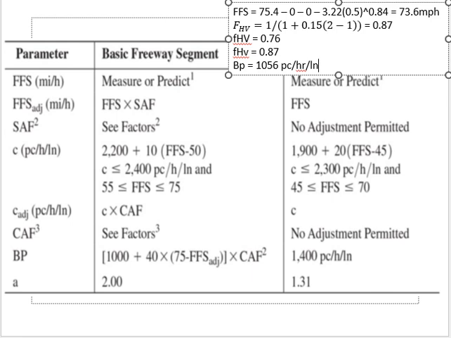Any problem? Clear? Everybody clear? Okay. What was CAF? Capacity adjustment factor. What is capacity adjustment factor? Do I have capacity adjustment factor?